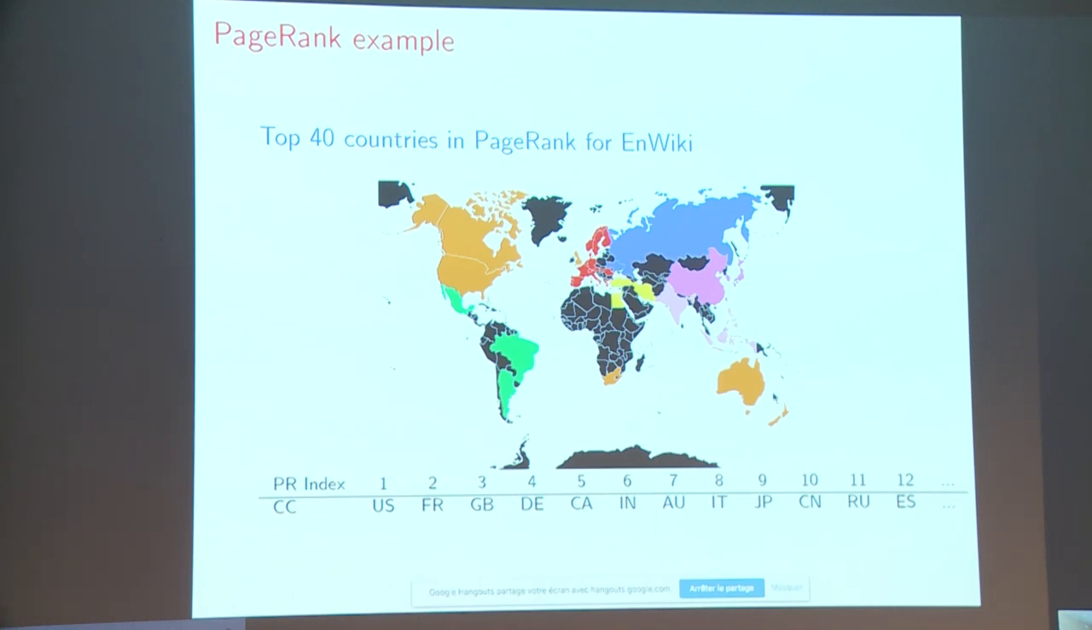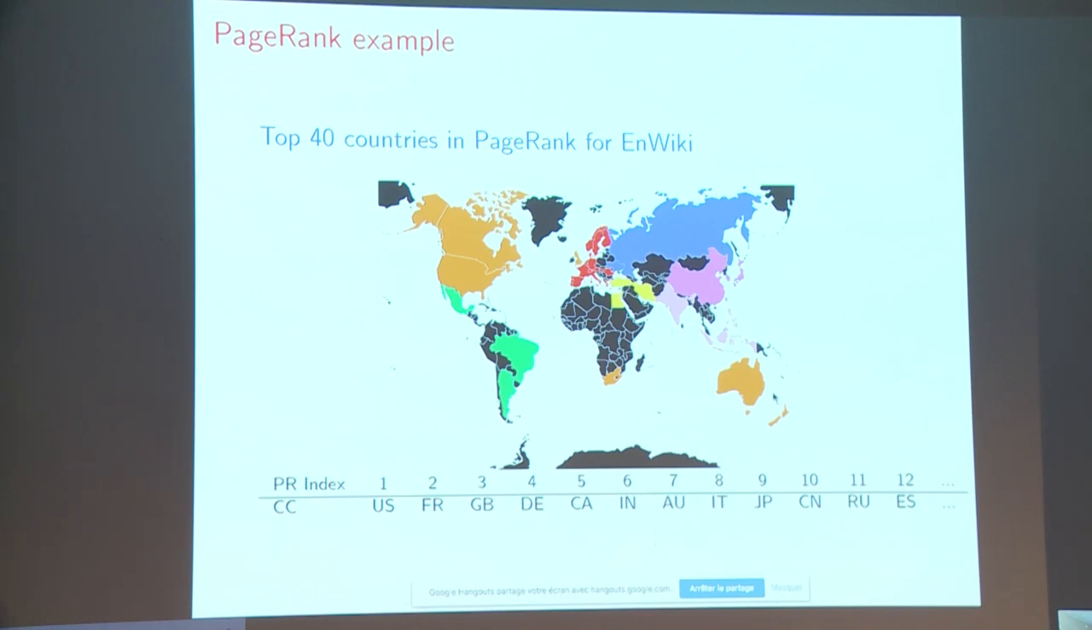So here on the map is plotted different colors. We have colored various countries, which are the top 40 countries when looking at the PageRank index for the English version of Wikipedia. Here, the most important country in English Wikipedia is the United States, then the second is France, then you have the UK, then you have Germany, Canada, etc.